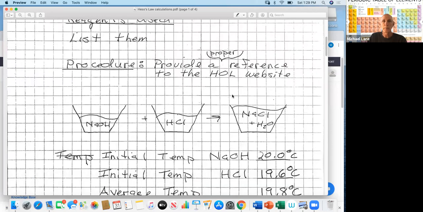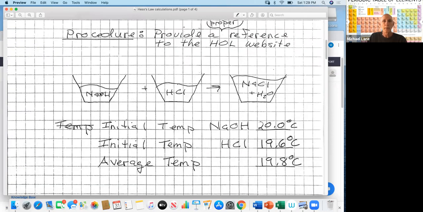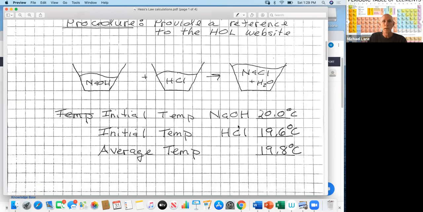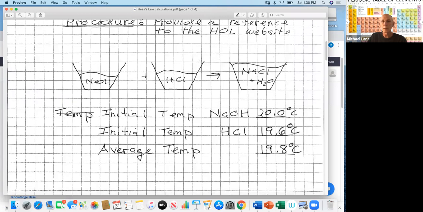you create references. This is a pictorial depiction of adding sodium hydroxide and HCl into a new container. And of course, the volume's gone up to contain sodium chloride and water. Initial temperature is as we recorded. Initial temperature of HCl, 19.6, and therefore an average temperature of 19.8. It's important to point out that this is what we're going to call the initial temperature, T sub I, in all of our subsequent calculations.